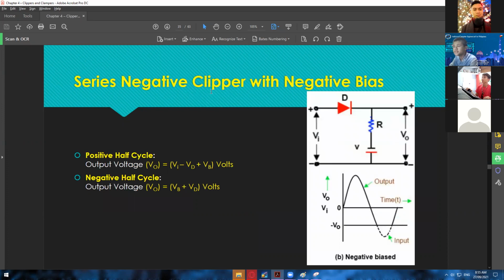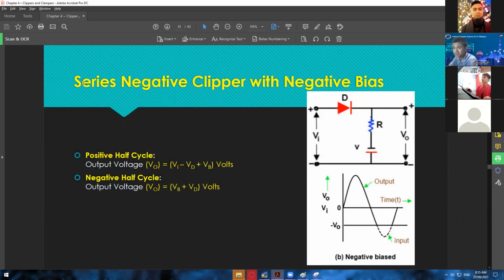Then let's now move on to a series negative clipper with negative bias this time. In a series negative clipper with negative bias, we now have a reading in VO for the positive half cycle, and we also have a reading on the negative half cycle VO. For the positive half cycle, you have to consider everything: VI minus VD plus VB. But for the negative half cycle, you only need to consider two: the bias voltage and the voltage threshold. Again, instead of heavily relying on these formulas, just analyze the circuit itself.